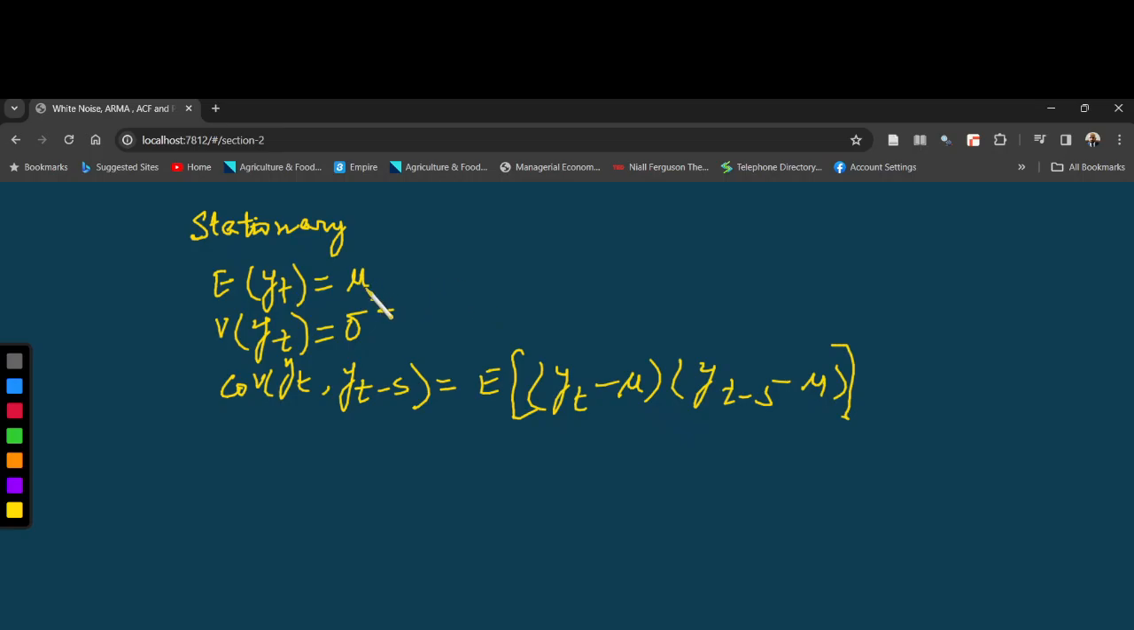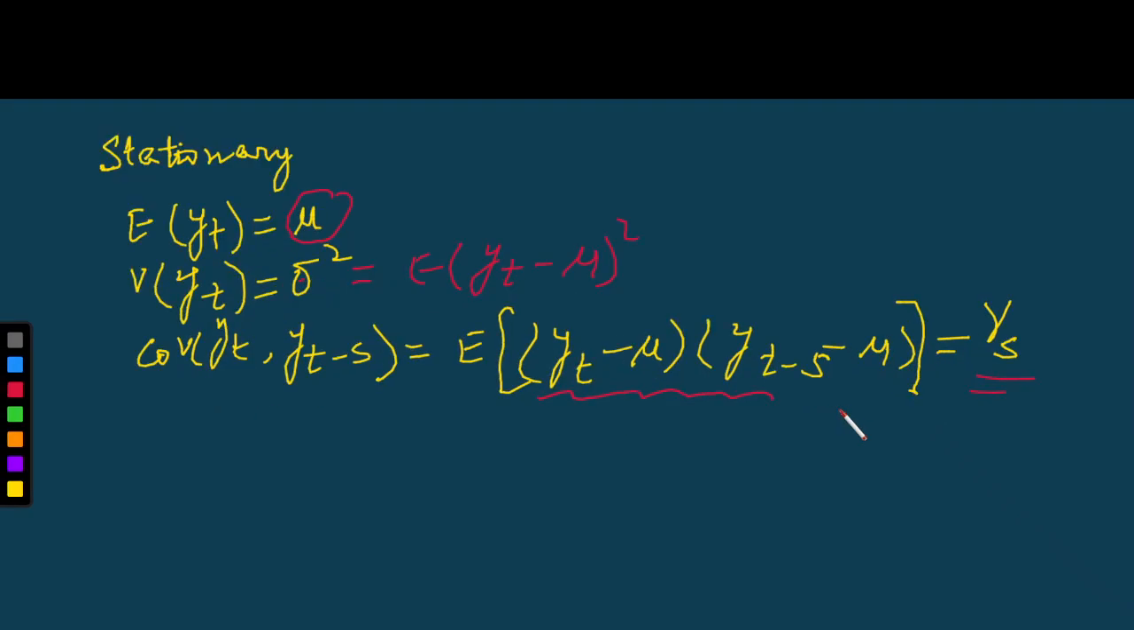Because mu in this case is not necessarily zero, this is gamma of s, a function of the lag values. So in a white noise process, the mean is zero, the variance is the same, and it is the expected value of y t minus mu squared. The covariance is also zero in white noise, but in a stationary process it is not a function of time, and it is not necessarily zero. So that is the definition of a stationary process. Now let's work with the AR process.